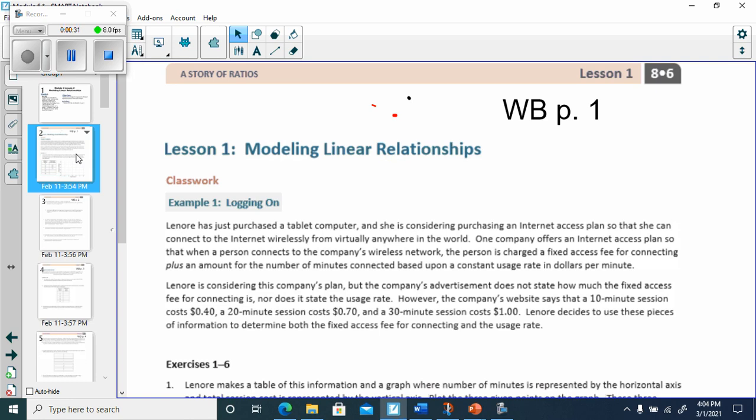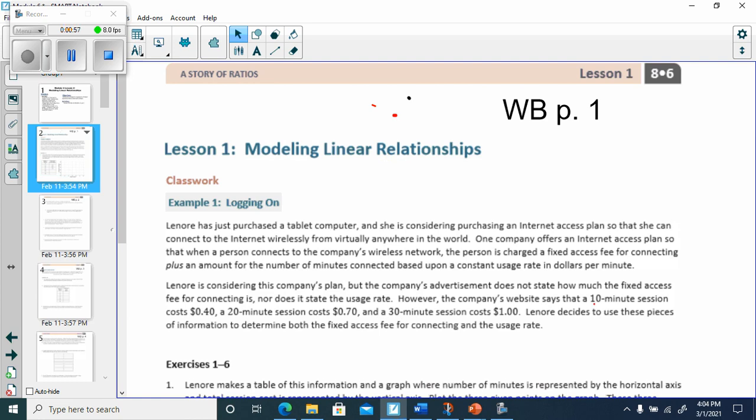This is page 1. We're going to ignore the first part of the problem. It's basically talking about buying internet service. This is kind of an old-timey situation where you buy it by the minute. Lenore is considering this company's plan, but the company's advertisement doesn't state how much the fixed access fee is for connecting, and it doesn't state the usage rate.